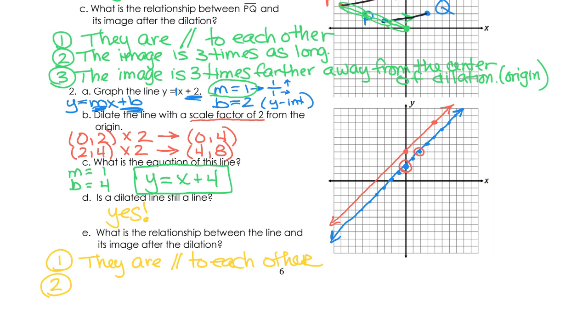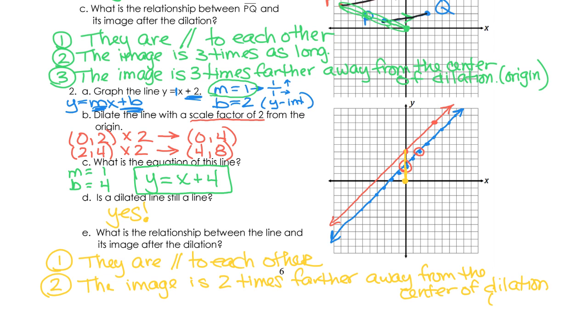So what about the last one? In the last one, we said that the image is 3 times farther away from the origin. We can't say 3, but we can say 2 times. If you notice, like from the distance from our y-intercept from the origin, and then our new y-intercept to the origin, notice that distance is twice as long. So we can say that the image is 2 times, because our scale factor is 2, farther away from the center of dilation, which, remember, our center of dilation is the origin.